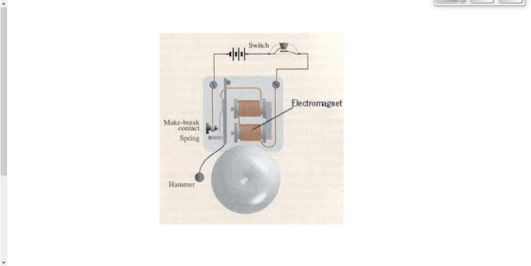This is a doorbell. It could be a fire alarm. There's a switch up here. When we close the switch, closing the switch means the switch is turned on. Like right now, this switch on the wall is closed. Right now it's open. When it's closed, we complete the circuit.